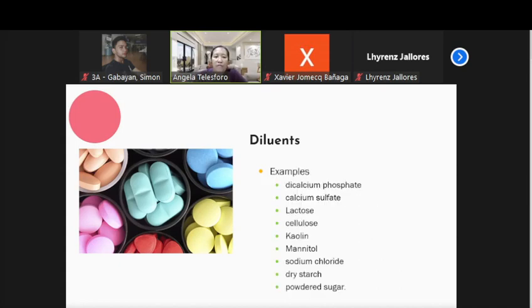Examples of diluents are dicalcium phosphate and calcium sulfate. But the most common is lactose. Lactose is what we really use, then starch. Lactose is the number 1 diluent we can use. Others are cellulose and kaolin. Mannitol is for chewable tablets, like the one earlier.